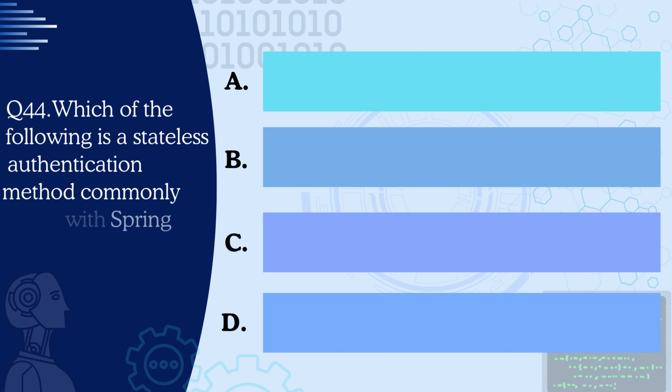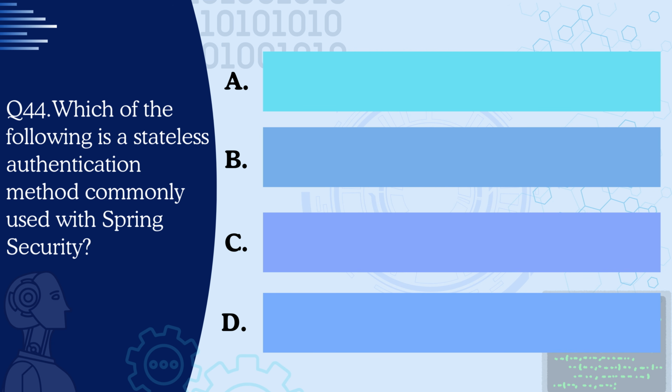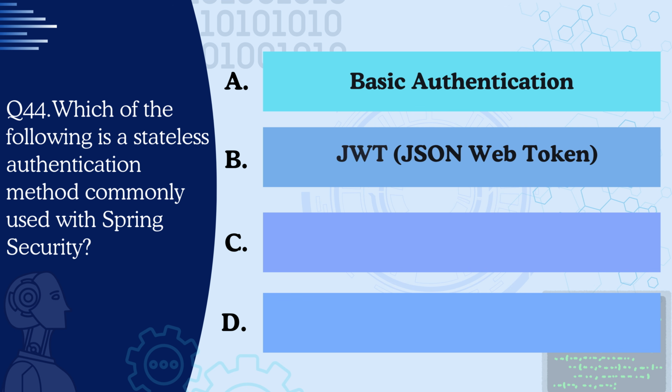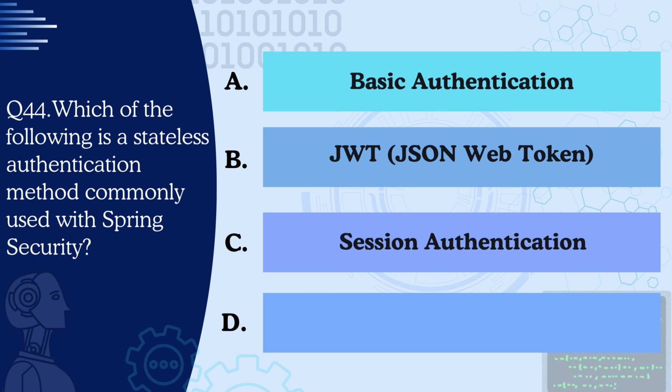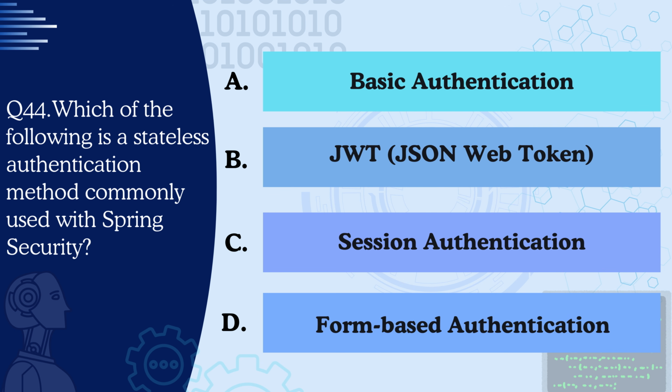Question 44. Which of the following is a stateless authentication method commonly used with Spring security? A. Basic authentication. B. JWT. C. Session authentication. Or D. Form-based authentication. So the correct answer is B. JWT. It's the most popular security mechanism these days as it is very lightweight and stateless.